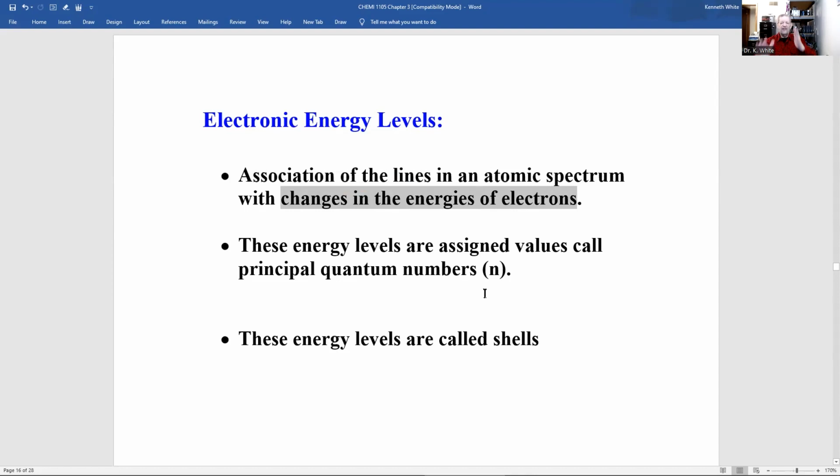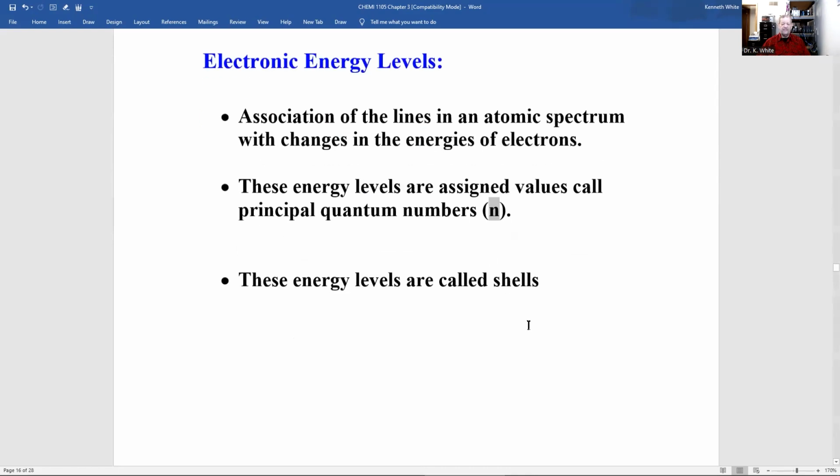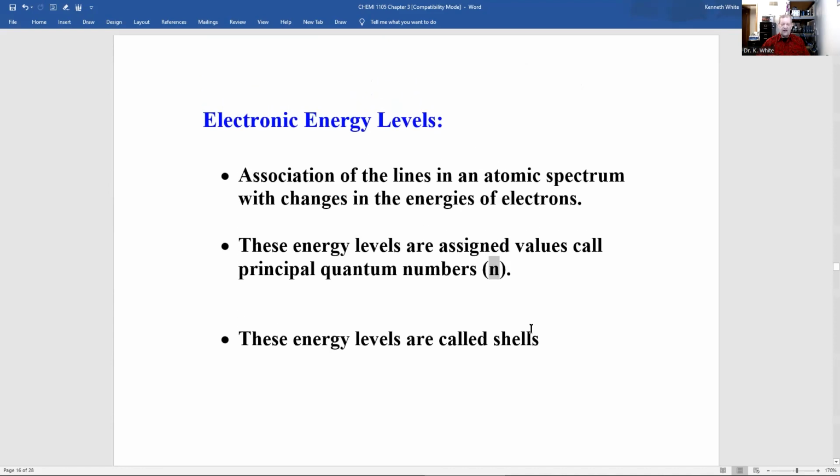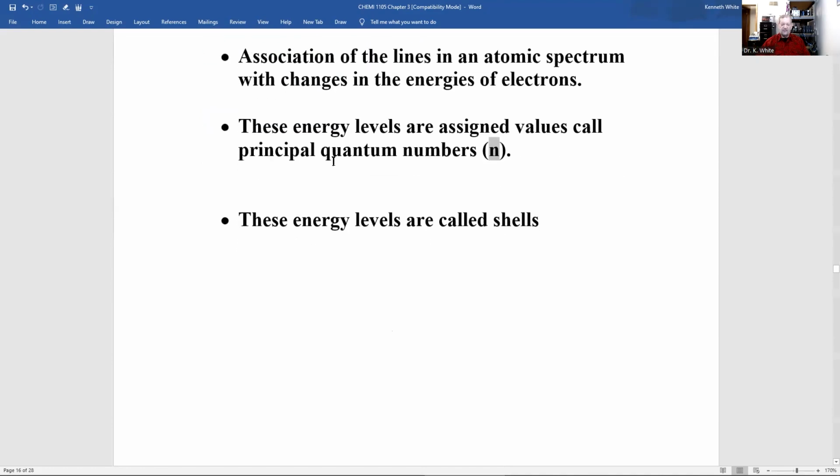Now, it turns out, because you see certain lines for certain elements, these energy levels are assigned what we call principal quantum numbers n. They're also called shells. And this helps us determine where are the electrons. And again, this slide won't be on a test.